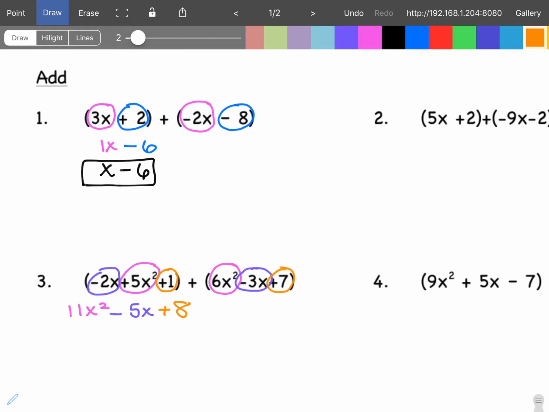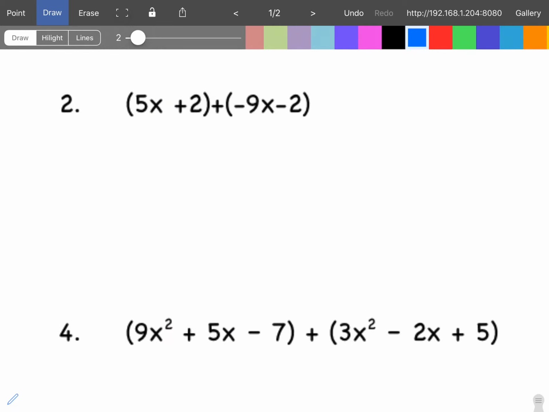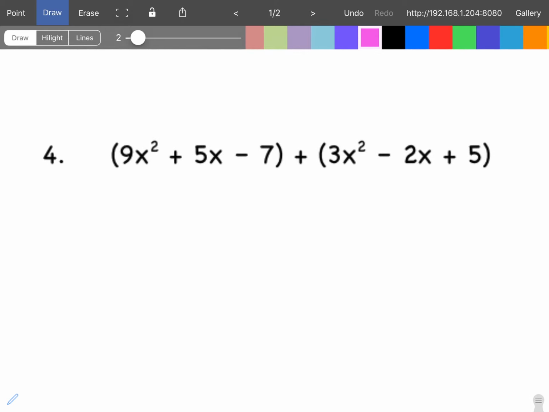We're adding polynomials. So if you would, pause this, try number 2 and 4, and then start it back up and check your answers. Okay, I'm hoping that you did these on your own so that I can quickly show you what the answers were. These would add up to a negative 4x, and then 2 and negative 2 would make 0. It would just cancel out, so the answer would just be negative 4x.